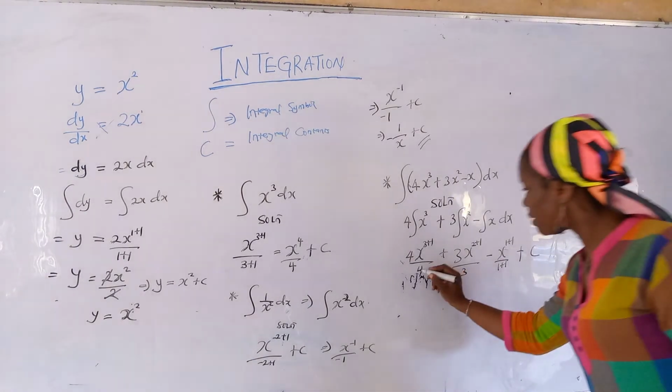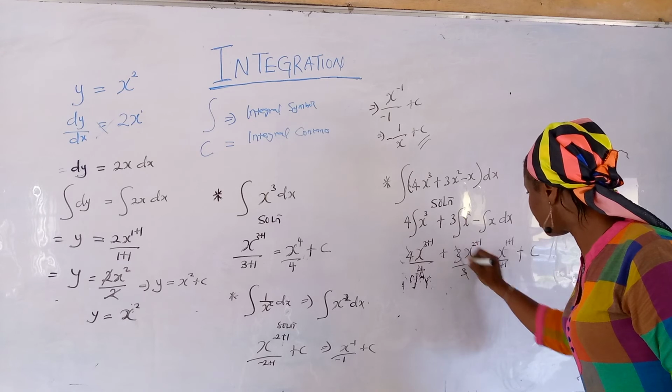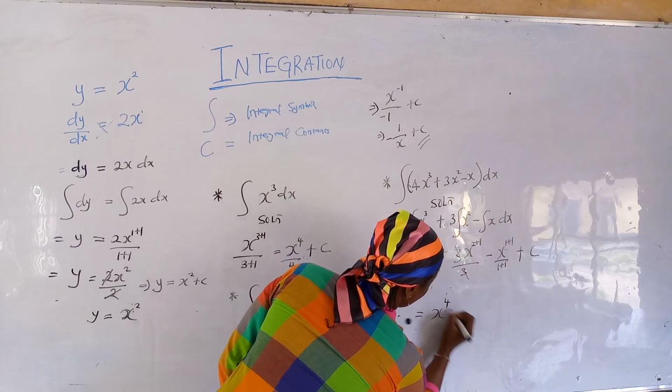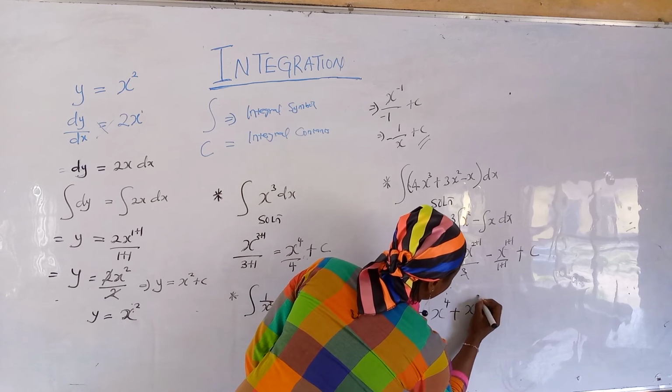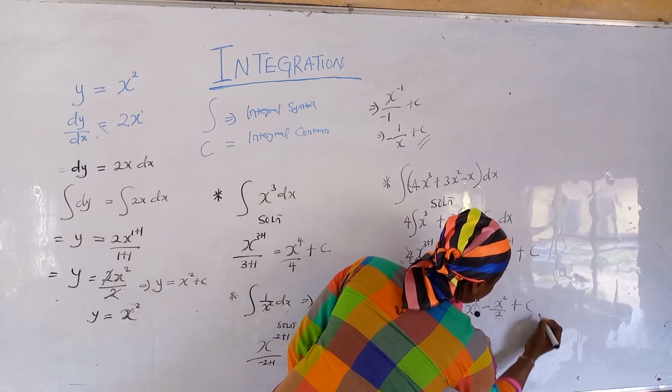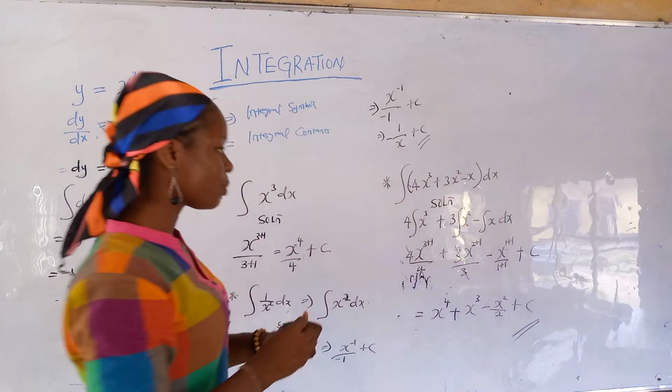So that this 4 cancels this 4, and this 3 cancels this 3, and I'm left with x to the 4 plus x cubed minus x squared over 2, plus c. And that is your final answer.